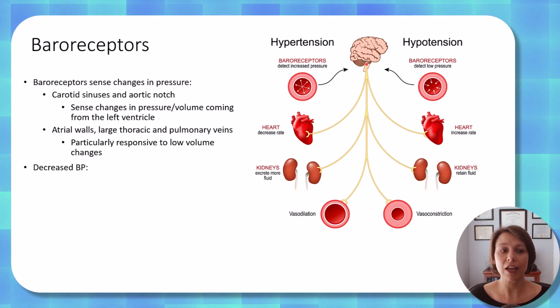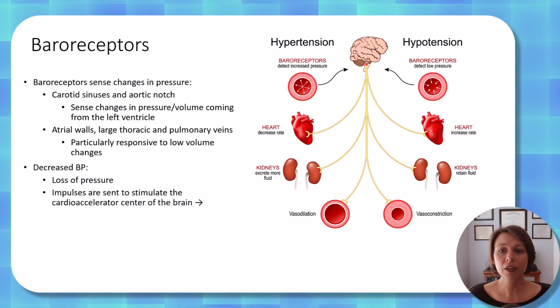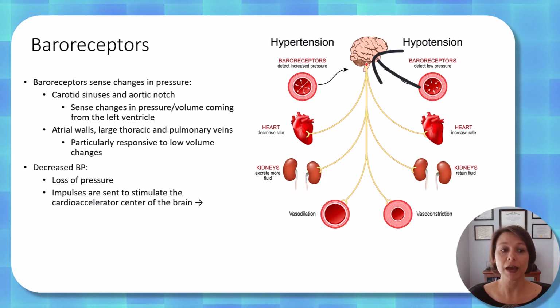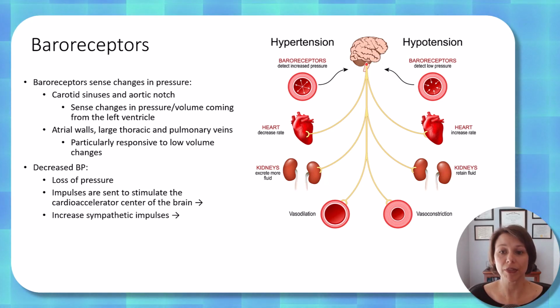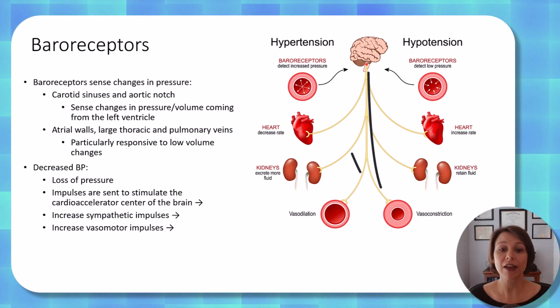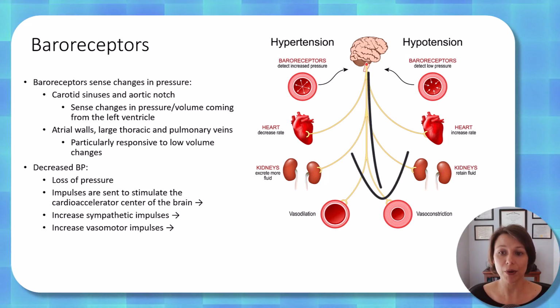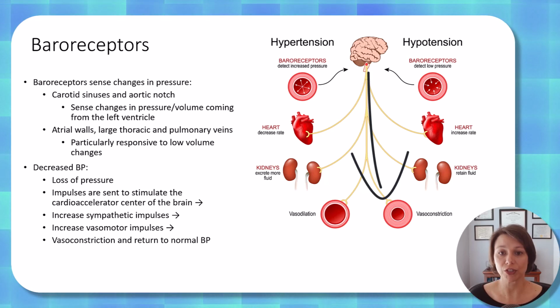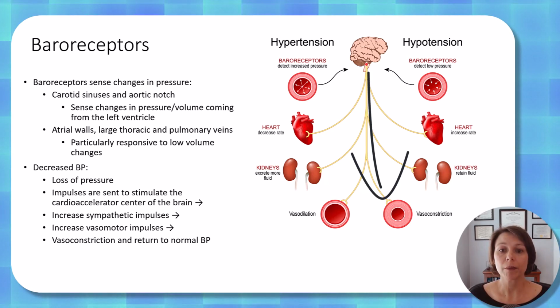If I were to have a loss of pressure, impulses are going to be sent to the cardioaccelerator center of the brain. That is going to increase sympathetic impulses, and then that will increase vasomotor impulses. Then that will cause vasoconstriction, and blood pressure will return to normal.